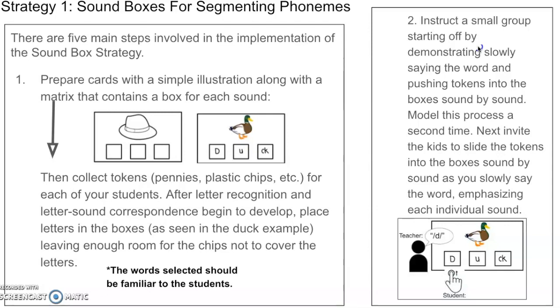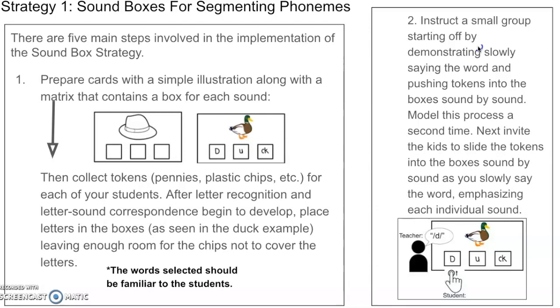To begin, prepare cards with simple illustrations along with a matrix that contains a box for each sound. There are 2 examples that can be seen below. Then collect tokens. They can be pennies, plastic chips, or anything that works. For each of your students, after letter recognition and letter sound correspondence begin to develop, place letters in the boxes, as seen in the duck example, leaving enough room for the chips not to cover the letters. Keep in mind that the word selected should be familiar to the students.